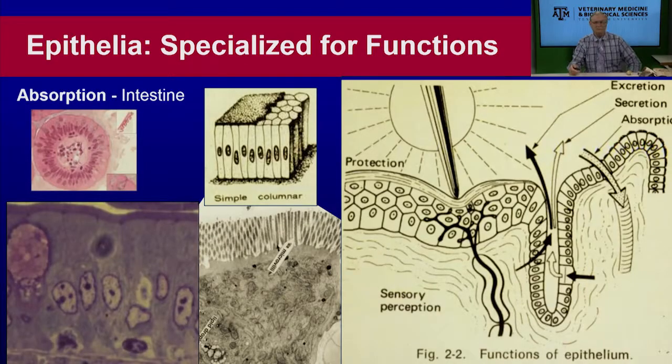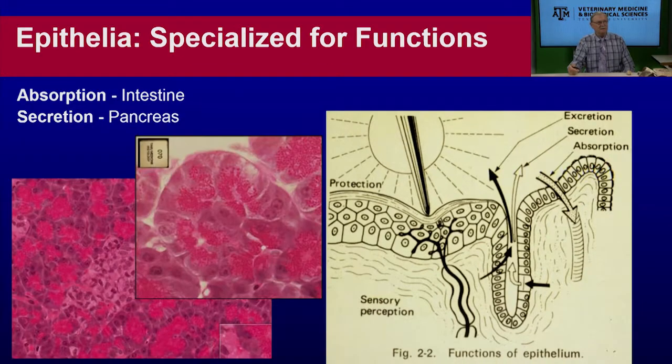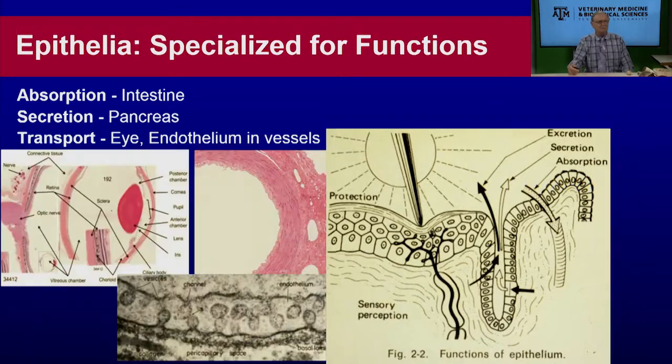So absorption is one thing epithelium does, and the cells are amplified on their surface area. You can see the little projections off the surface of the cells on the left-hand side that increase the surface area by threefold to increase absorption area. Also secretions, and here we can see some pancreatic acinar cells, cells that secrete pancreatic juices, and those are epithelium as well. Also transport is a very important part.